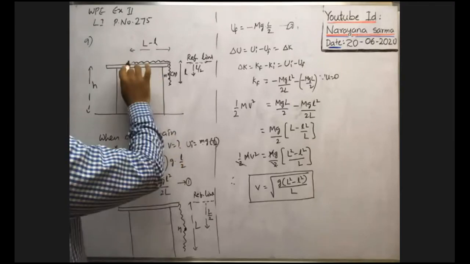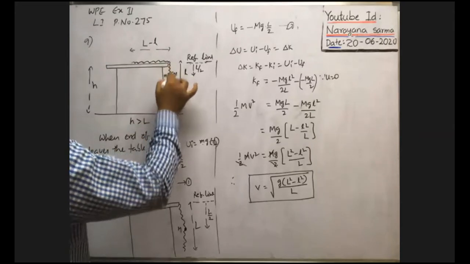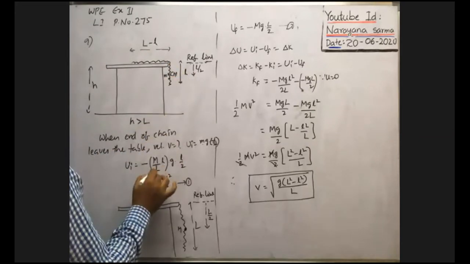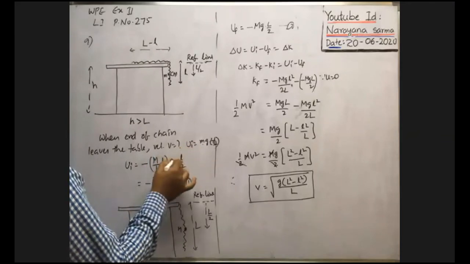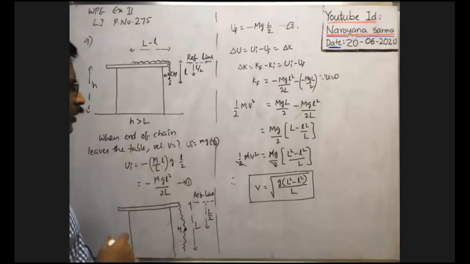So the mass per unit length, which is called linear mass density, is M by L. Then what is the mass of this hanging part of length L? That is equal to M by L into L. This is small m into g into L by 2. Already the minus I have written here. Then we got the initial energy, this one.